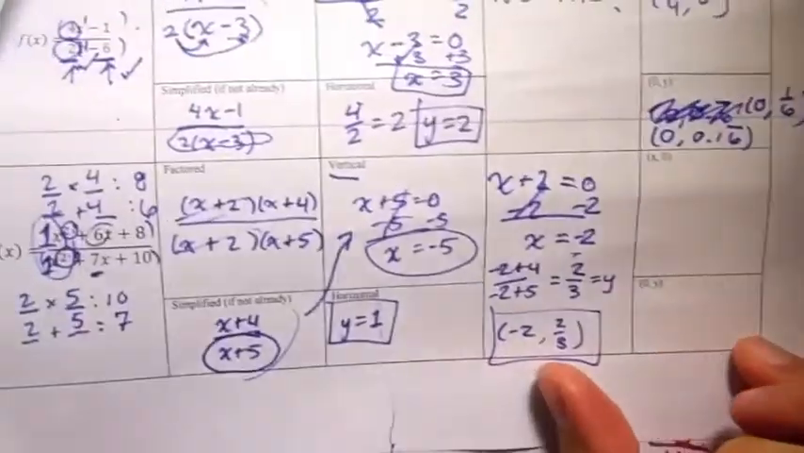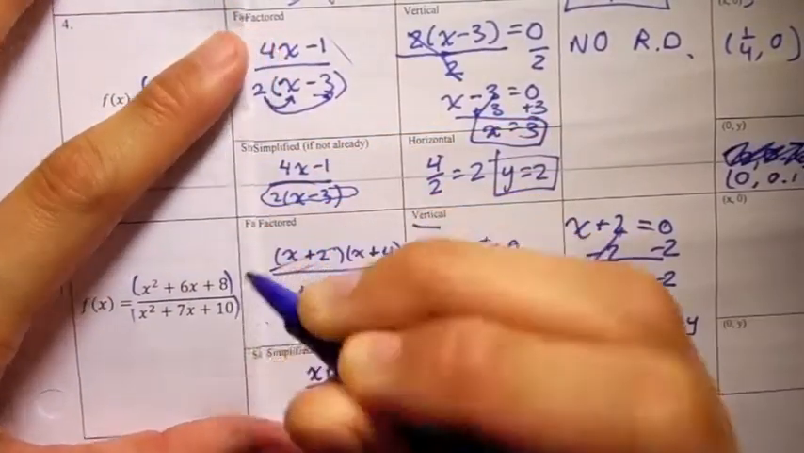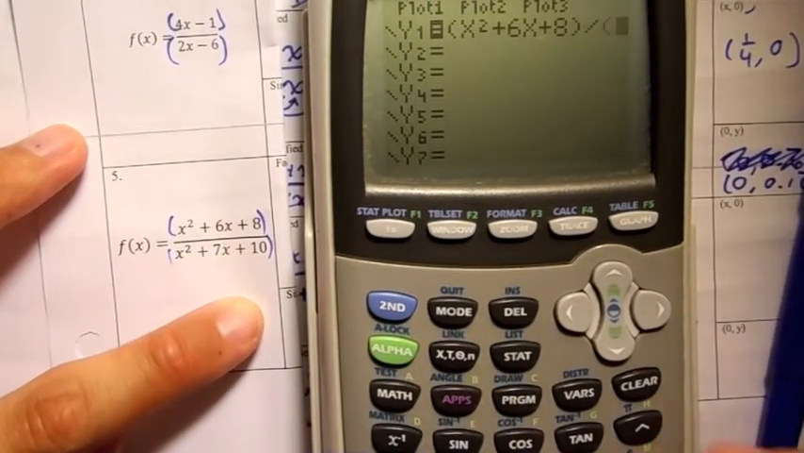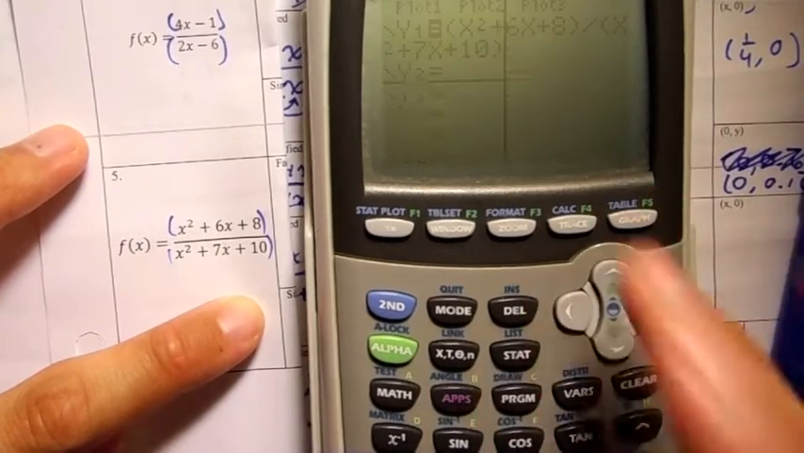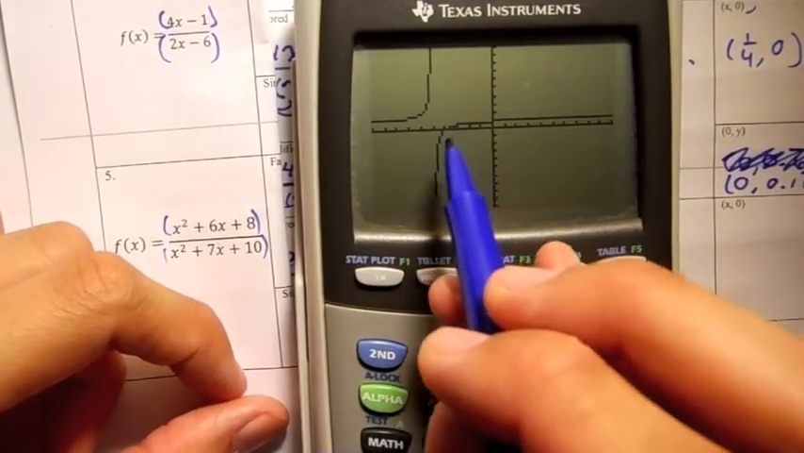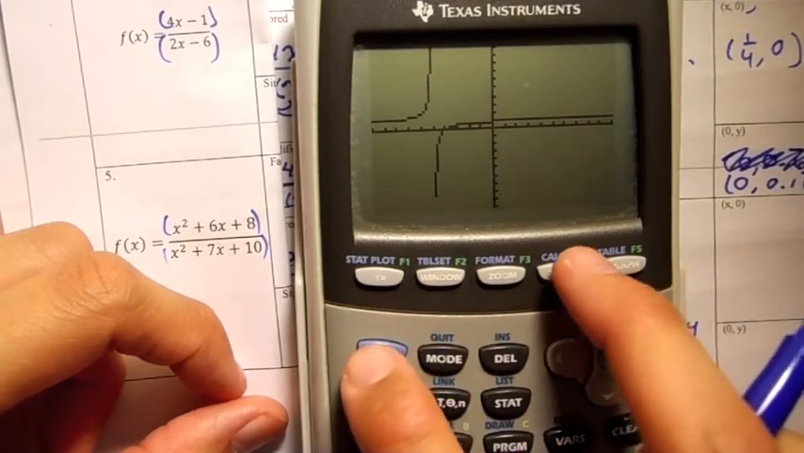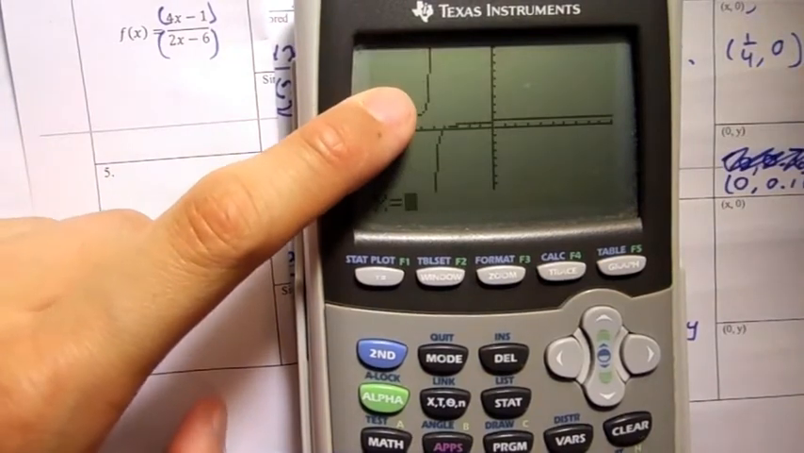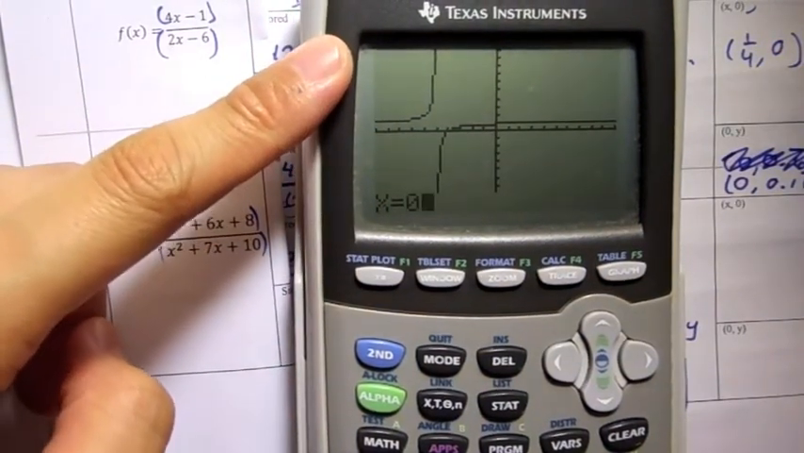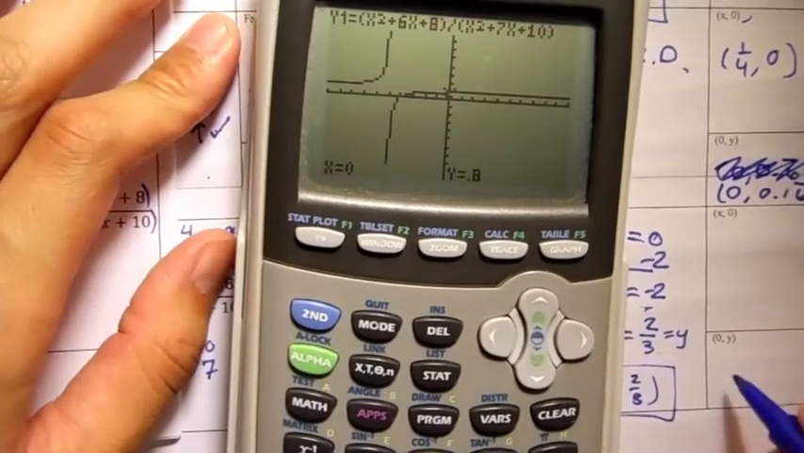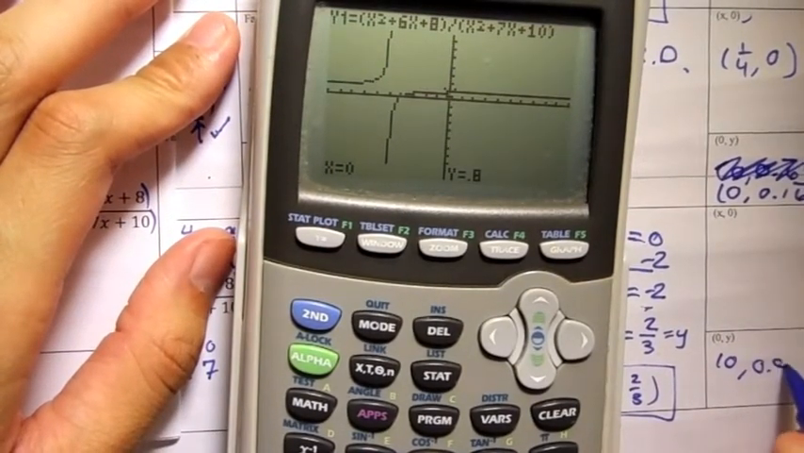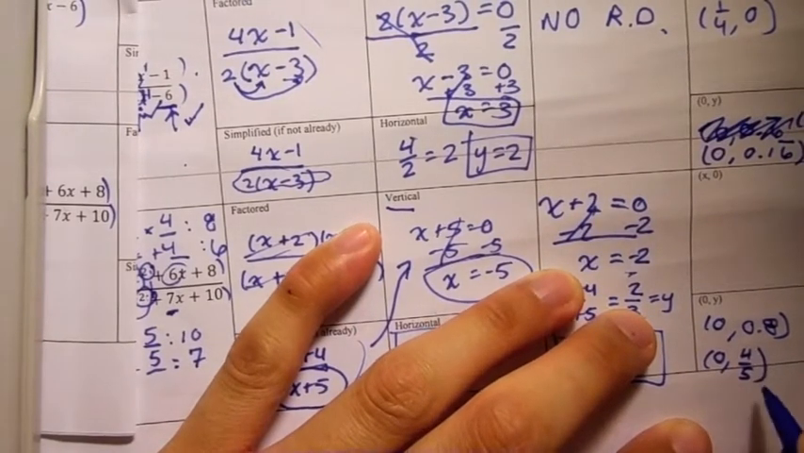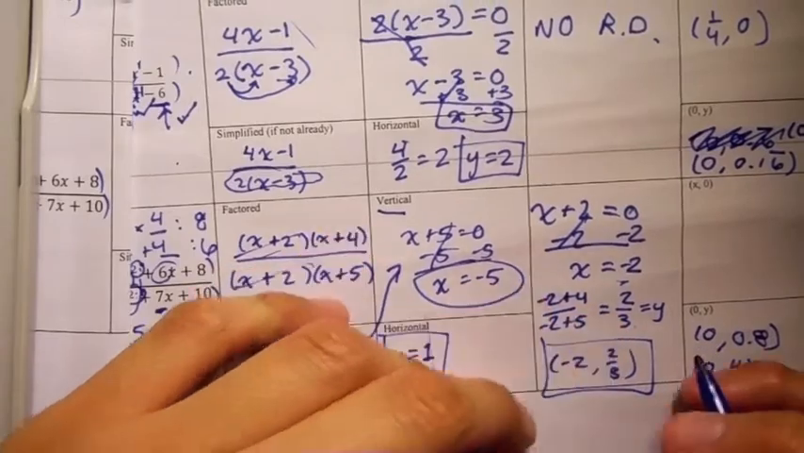1/4, 0. And for the last one, numerator in parentheses, denominator in parentheses. We have open parentheses x squared plus 6x plus 8, close parentheses, divided by open parentheses x squared plus 7x plus 10, close parentheses. Right, so again, I have an x-intercept and a y-intercept. Let's find the y-intercept first, because it's the quickest one. Second trace, the first option is value, when x is 0. And my y-intercept is at (0, 0.8). And 0.8 is the same thing as 4/5, so you can also leave that in fraction form as well. But this is also acceptable because it's the same value.